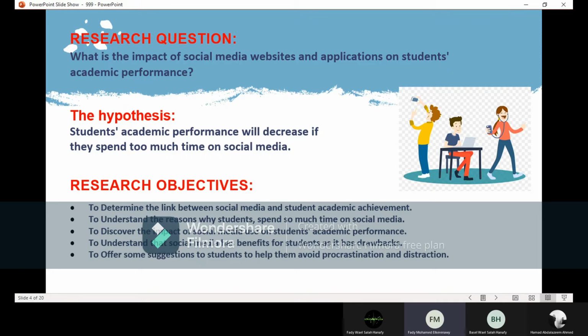Moving to the third part, which is about the research objectives, there are five main goals. The first goal is to determine the link between social media and student academic achievement. The second goal is to understand the reason why students spend so much time on social media. Third is to discover the impact of social media use on student academic performance and to understand that social media has both advantages and disadvantages in student academic performance. The fifth goal is to offer some suggestions to students to help them avoid procrastination and distraction. And now my colleague Hamad will talk, we continue.